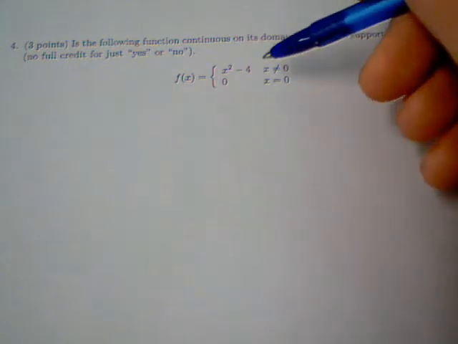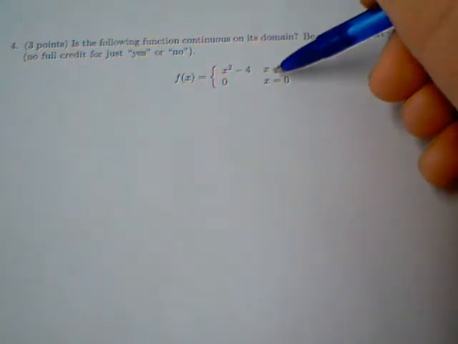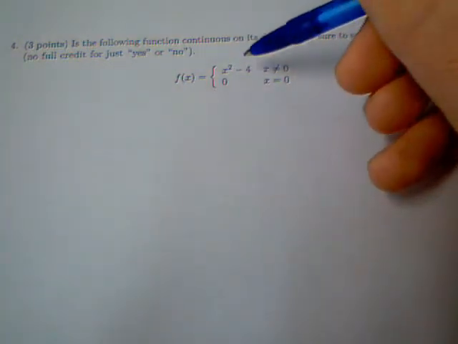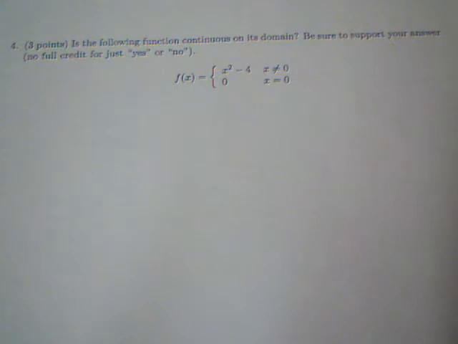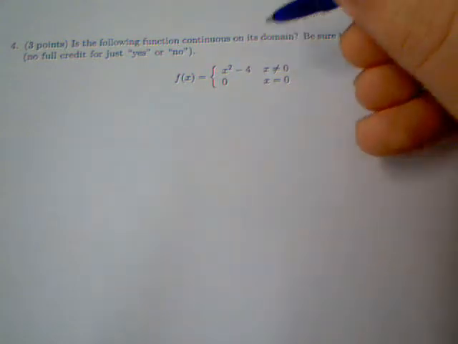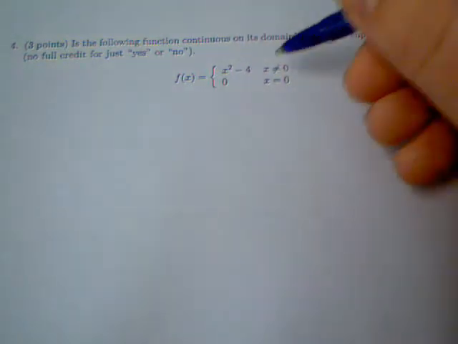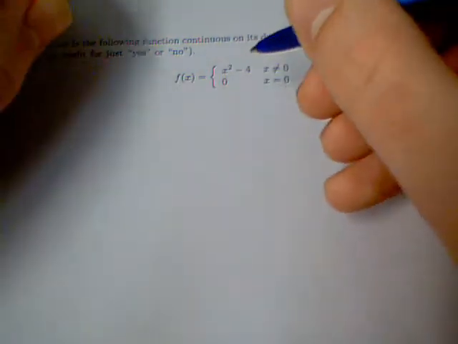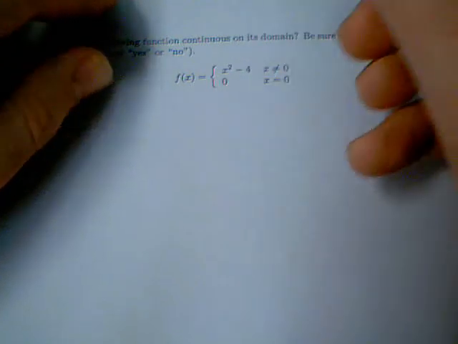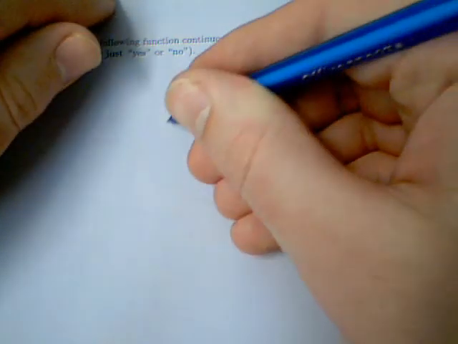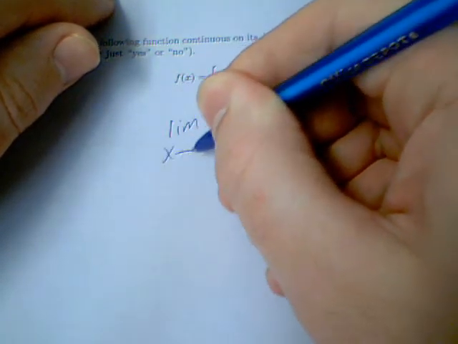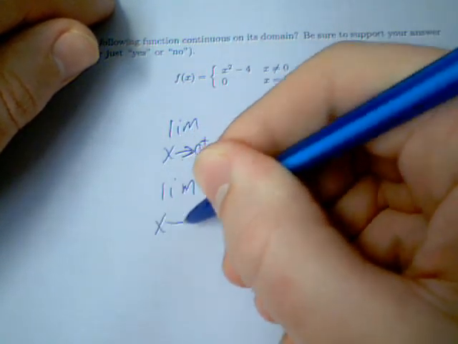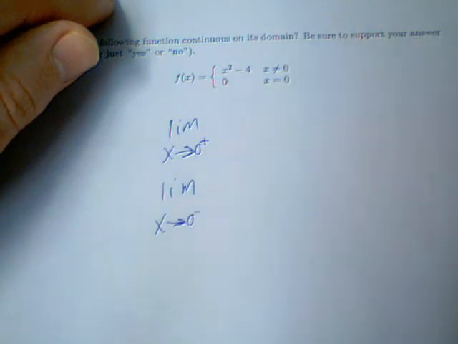But I only have to check at the endpoints of where this is defined. So I know x squared minus 4, that as a function itself is continuous. But I have to check 0 because at 0 it might be something else. So what I'm going to do, I'm going to check the limits. So the limit as x approaches 0 from the right, the limit as x approaches 0 from the left.